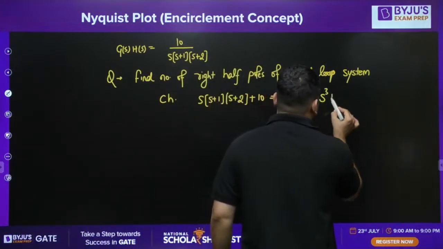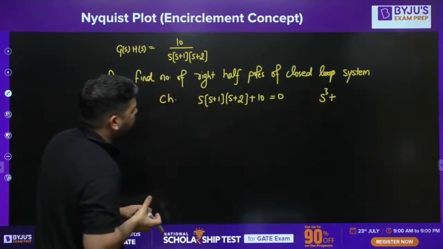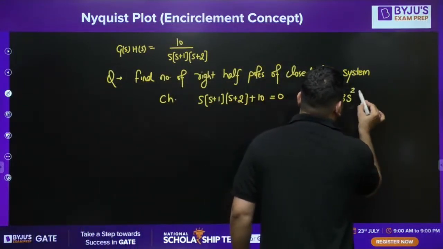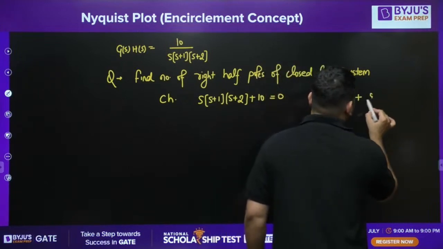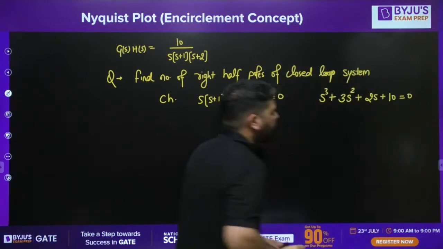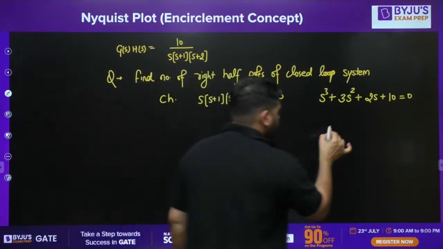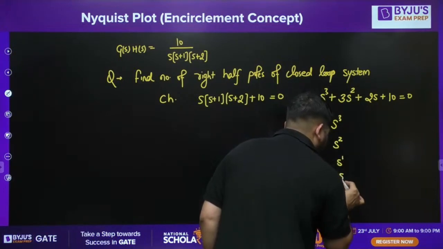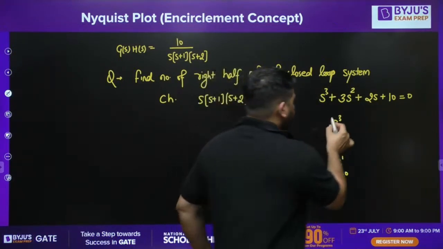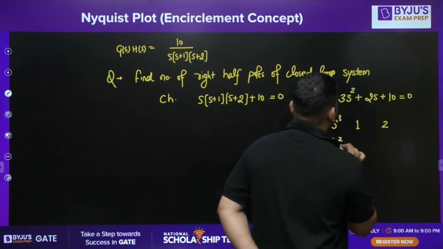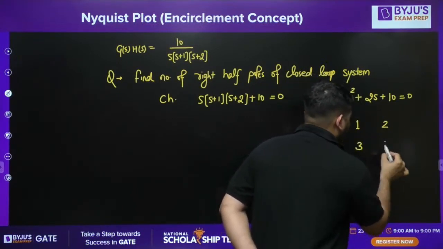So the characteristic equation will be s cube plus 3s square plus 2s plus 10, equal to 0. This is my characteristic equation. And s cube, s square, s to the power 1, s to the power 0. So it will be 1 here, 2 here, and 3 and this 10.